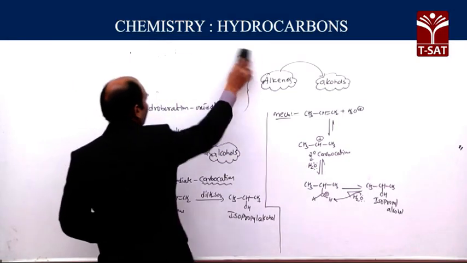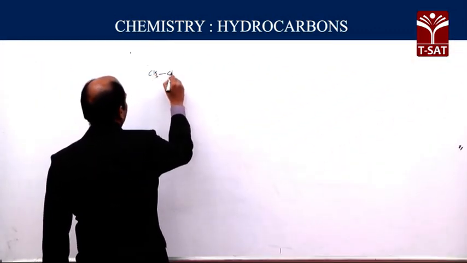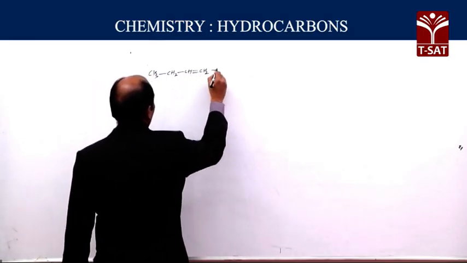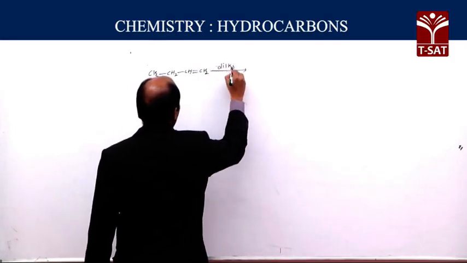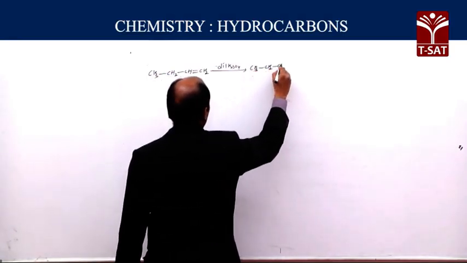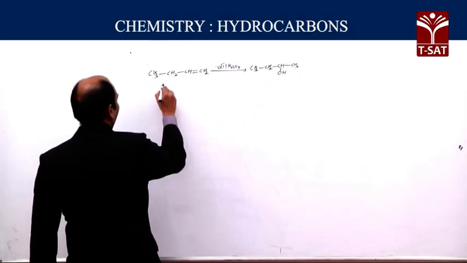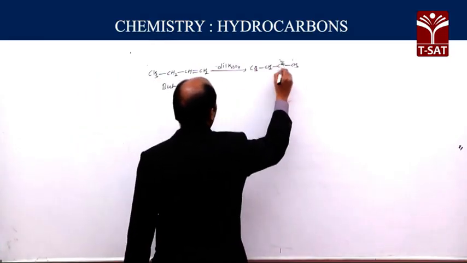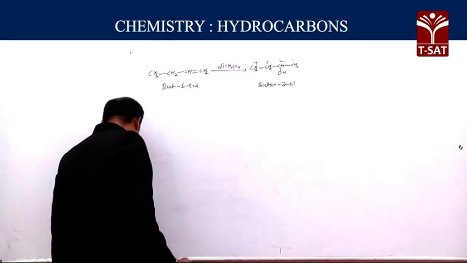Now in this reaction, CH3, CH2, CH double bond CH2, if treated with dilute H2SO4, what happens? We get CH3, CH2, CHOH, CH3. So but-1-ene is converted into, this is 1, 2, 3, 4, butan-2-ol.